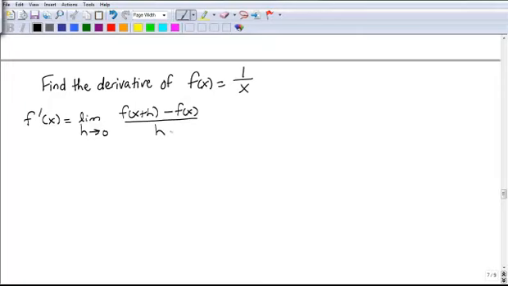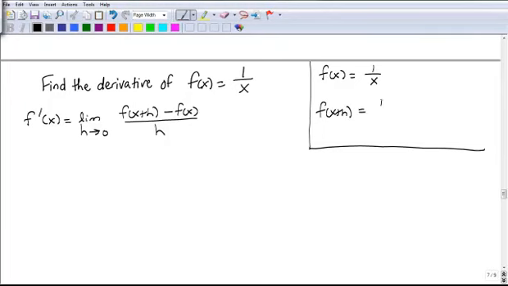Just like before, the trick is to find f of x plus h and f of x and plug them in. Well, I already have f of x. F of x they gave me for free at the very beginning. It's 1 over x. If I want to figure out what f of x plus h is, I just replace every x with an x plus h.